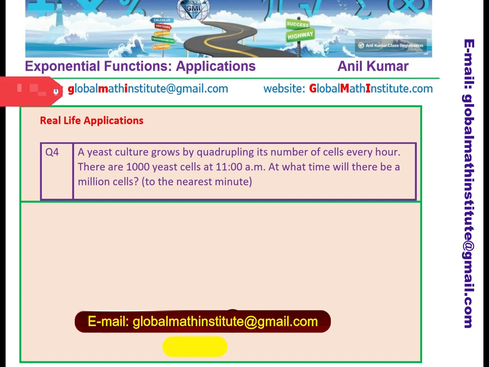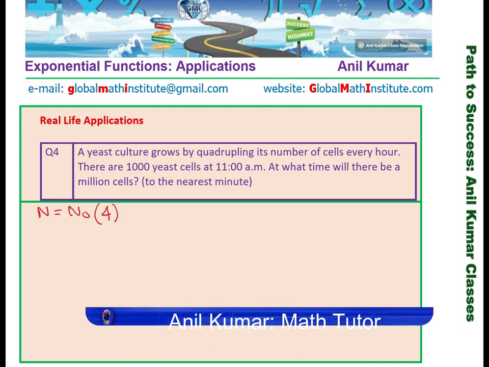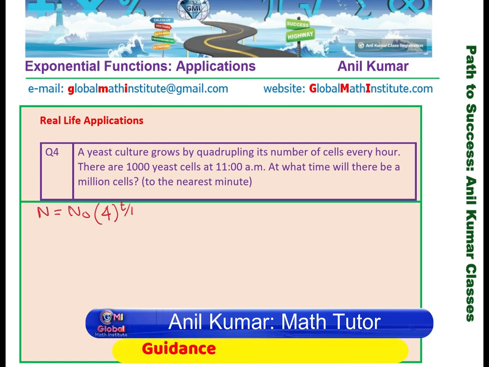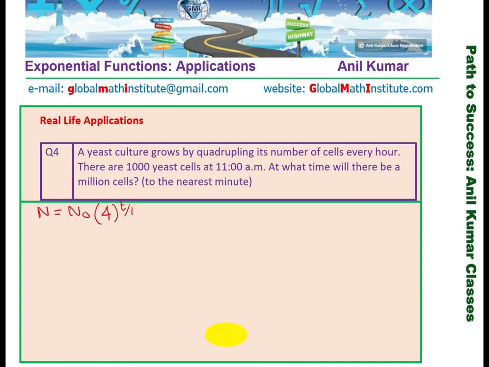How will you write this equation? So we are saying yeast cells number, right? Equals initial number times, quadrupling means 4 times its number of cells every hour, right? So 4 times every hour. So t over 1 we can write as the quadrupling period. So every hour it is quadrupling. So t over 1. Do you get the idea? So the quadrupling period is 1, so 4 to the power of t. Okay, so that is what it is.